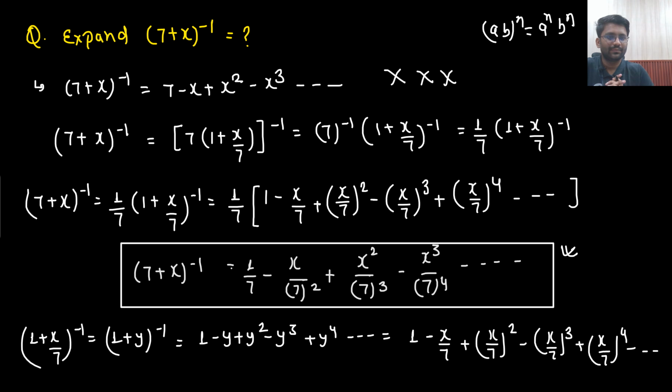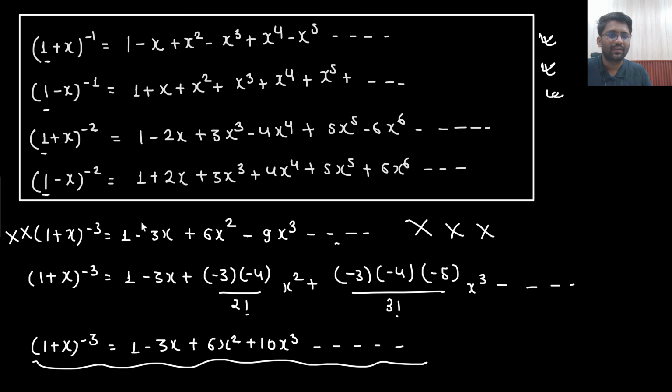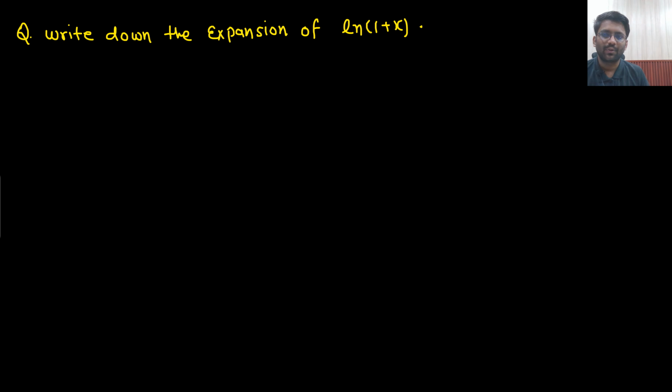Is that clear to you? Understandable? All good? All fine? So will you be able to remember these 4 things for me? 1 plus x to the power minus 1. 1 minus x to the power minus 1. Now use your brain, use your intuition, whatever it is.